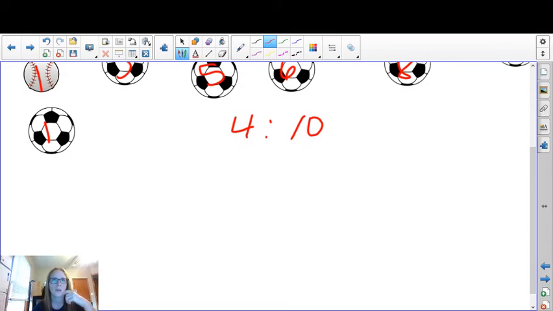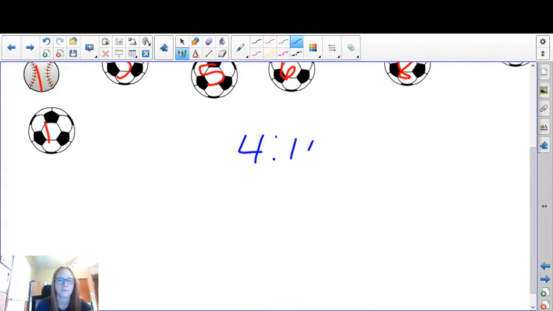I'm sorry. So can I reduce 10 and, I need to do that in blue. I just realized that. Can I reduce 10 and 4 at all? Yeah, I can divide both by 2. 4 divided by 2 gives me 2, and 10 divided by 2 gives me 5.